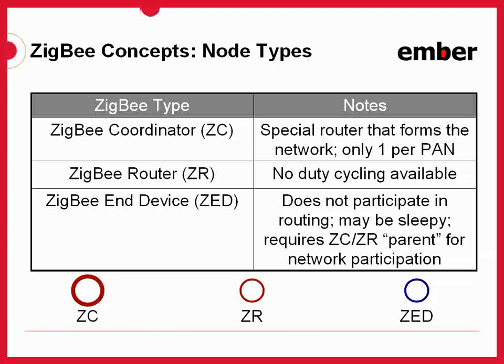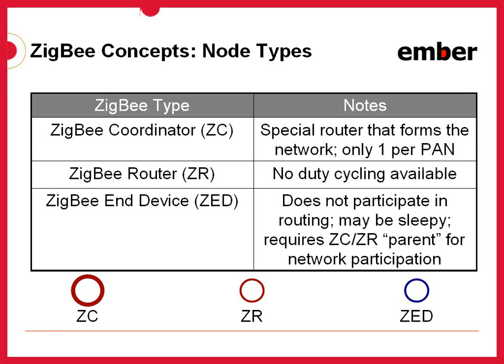So this brings us to a discussion of, well, what is a router? A router has the ability not only to send and receive its own packets, but also to relay for other nodes in the network. So because other nodes rely on it to do routing, it's not available for duty cycling, meaning the router can't go to sleep and wake up at various times because other nodes are depending on it to get messages through the network. So if you want a device that duty cycles, you'll have to look at end devices.